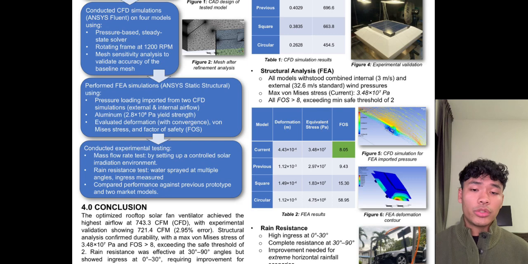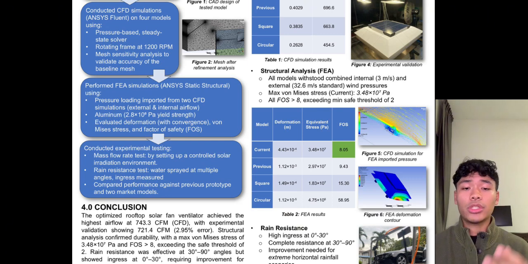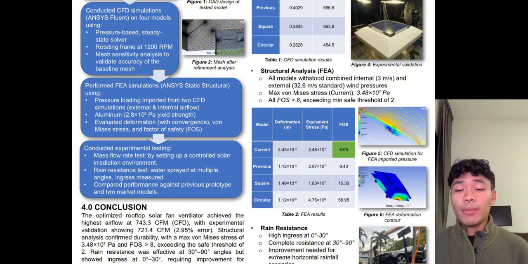So for the structural FEA results, the FEA results are shown in Table 2. All models successfully withstood the applied wind loads. For the current model, von Mises stress was 3.48 times 10 to the power of 7 pascals with a factor of safety of 8.05 and a maximum deformation of 4.43 times 10 to the power of negative 4 meters. For comparison, the previous model recorded an FOS of 9.43, the square profile model 15.30, and the circular profile model 58.95.